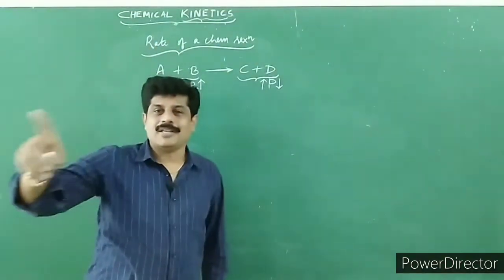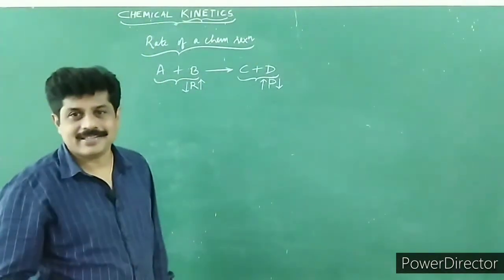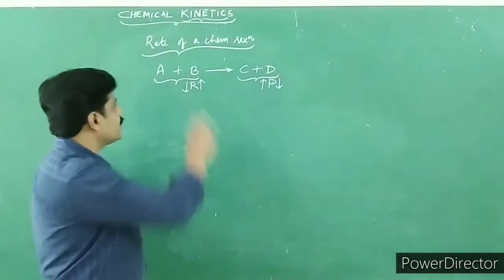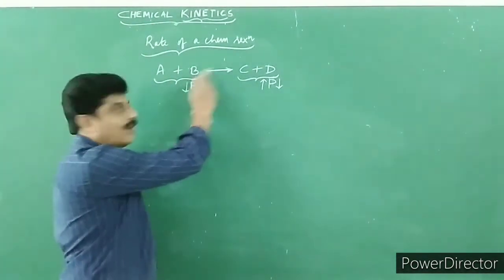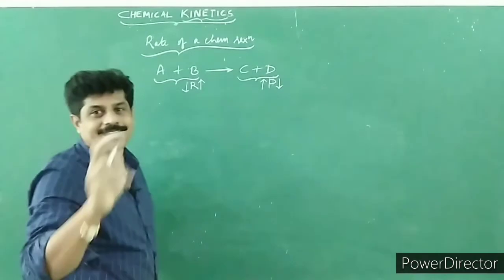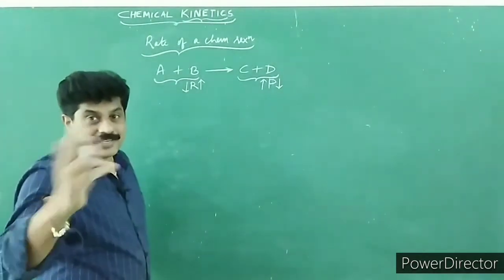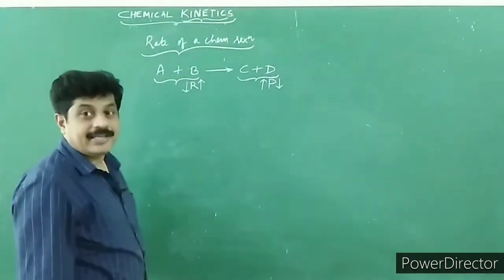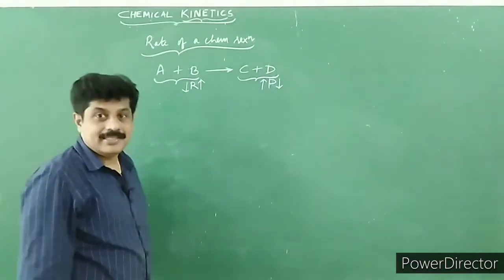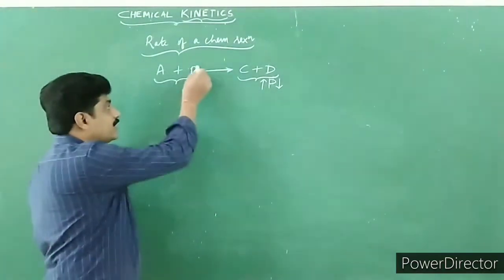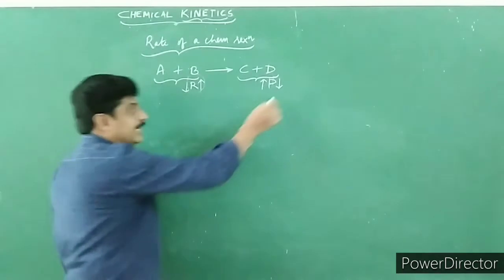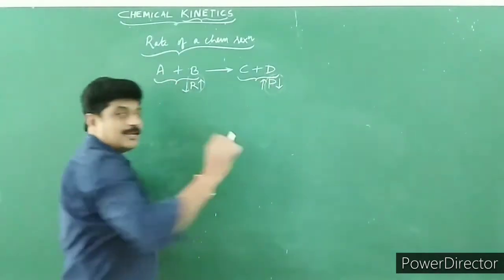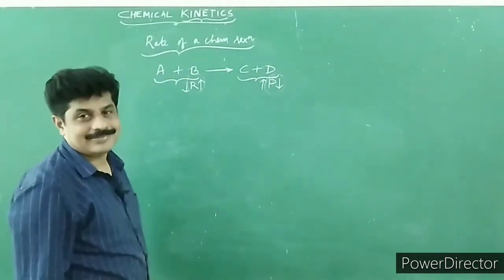A rate of a chemical reaction is defined as change in concentration of any one of the reactant or product per unit time. Or more specifically, children, we can define rate of a chemical reaction as decrease in concentration of reactants or increase in concentration of product per unit time.